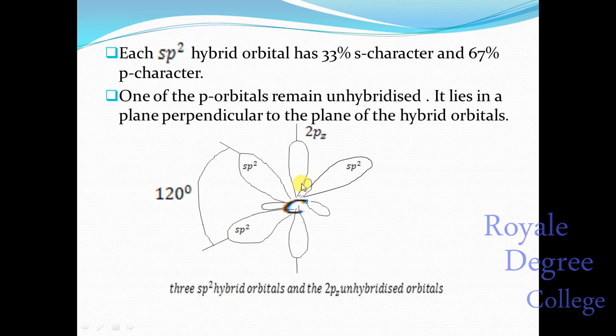It lies in a plane perpendicular to the plane of the hybrid orbitals. Here you can see the figure. And in between the 2 sp2 hybrid orbitals, the bond angle will be how much? 120 degrees.